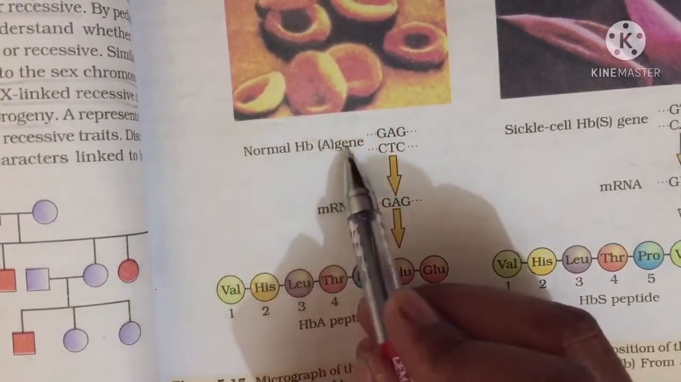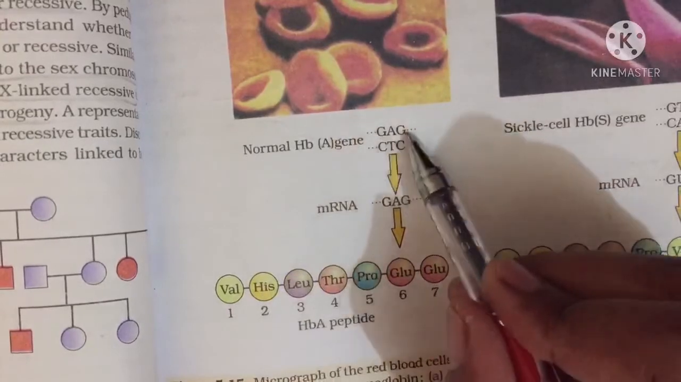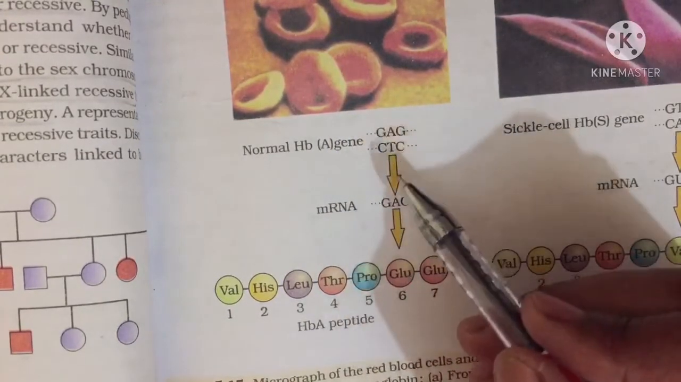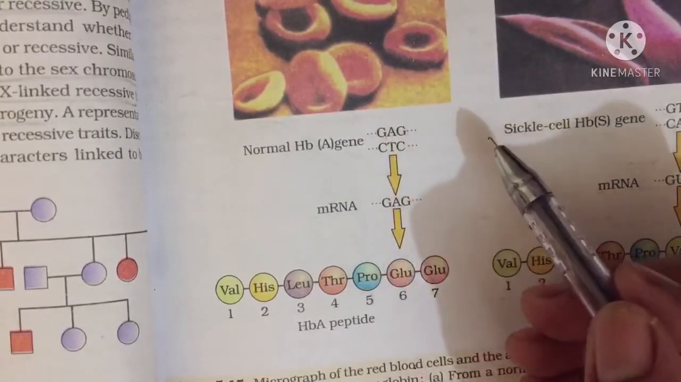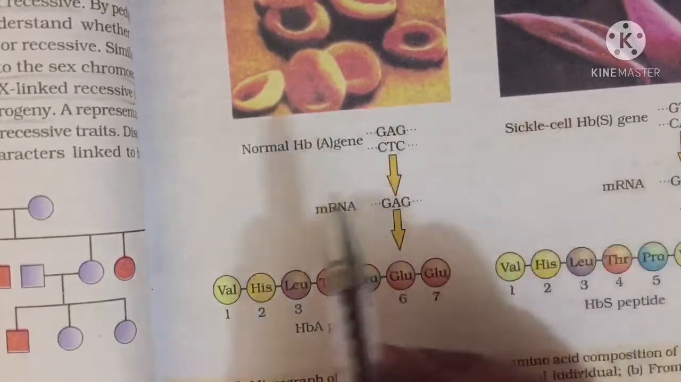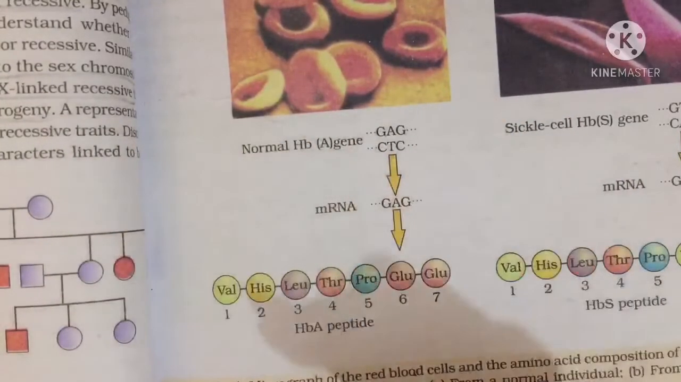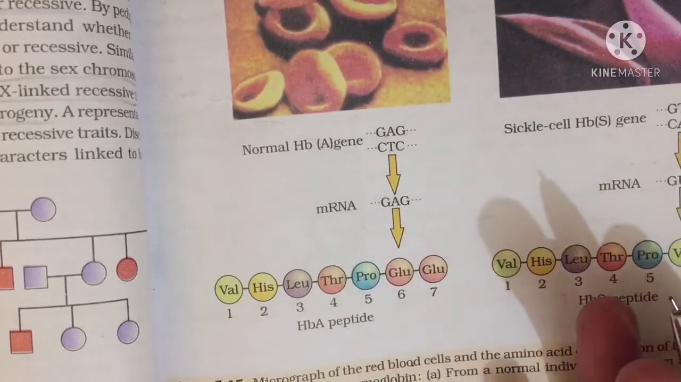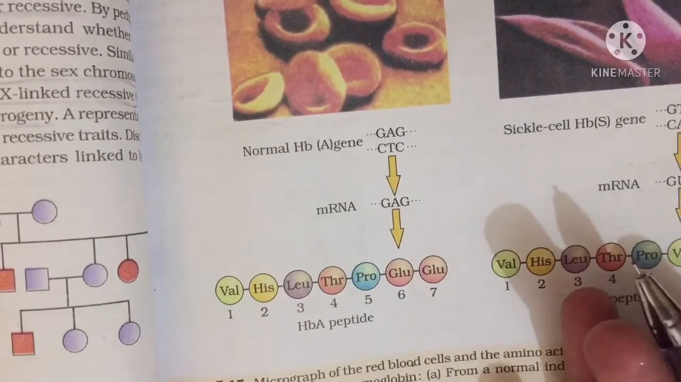This is the normal HBA gene. Here you can find GAG and CTC. Now what are all these? You will understand in the next chapter. If you know about molecular basis of inheritance, then it is very easy to understand this. But for the time being, I shall just go through an overview of it. In detail, you will understand it when I deal with those topics in the next chapter.